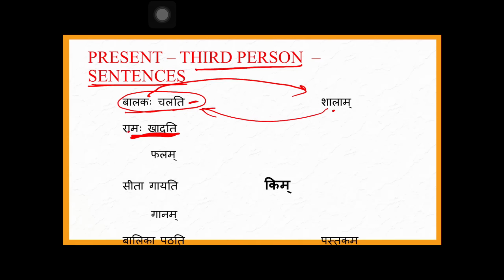Ramaha kim khadati? Ramaha phalam khadati, right? Ramaha phalam khadati. Then Sita gayati. Kim gayati? Sita ganam gayati. In that way, we need to use the verbs and the words in a sentence.